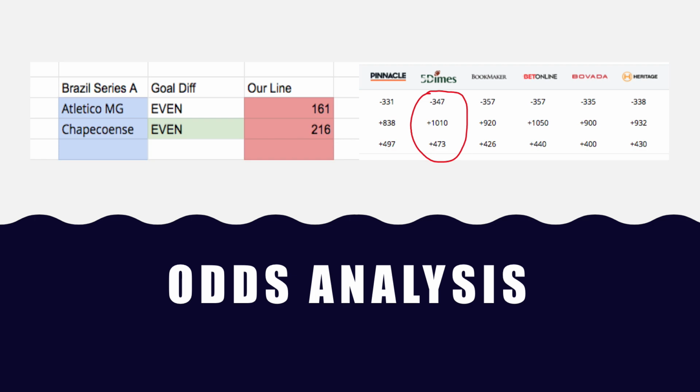So now that we're looking at this line here, we have these teams that are not exactly even on our line, but pretty even in goal differential, and we're getting huge value in Chapecoense at plus 1010. And what that means in essence, for a $100 player, if you wager $100 and Chapecoense wins the game, you're going to win $1,000, or you would pick up 10 units. Same deal if the game goes to a draw at plus 473.